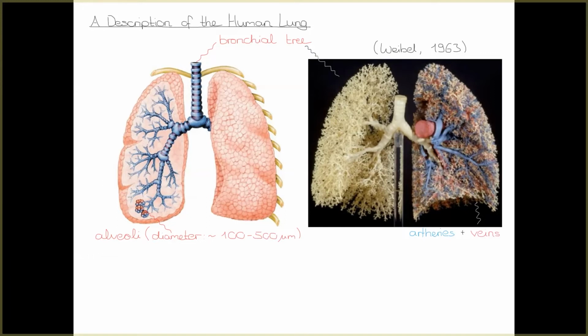So we know that we have two circuits: the pulmonary circuit and the systemic circuit. When the heart pumps, it pumps blood, which is oxygen lean, into the pulmonary circuit, and then it gets enriched with oxygen in the lung and goes back into the heart, and then it goes into the systemic circuit. Here what we see in blue are the arteries, and in red, the veins.